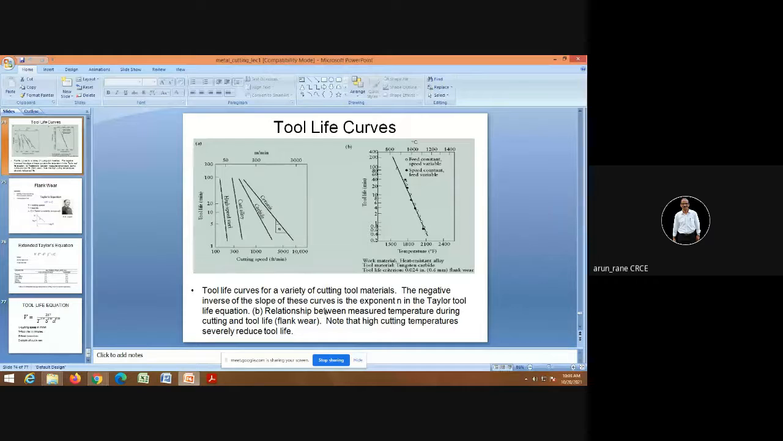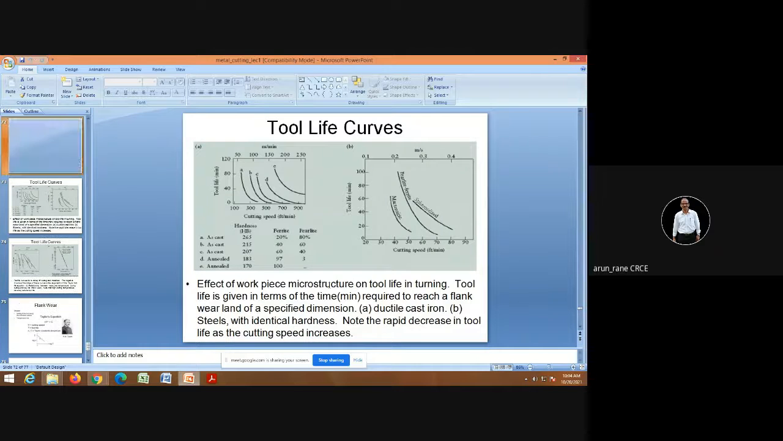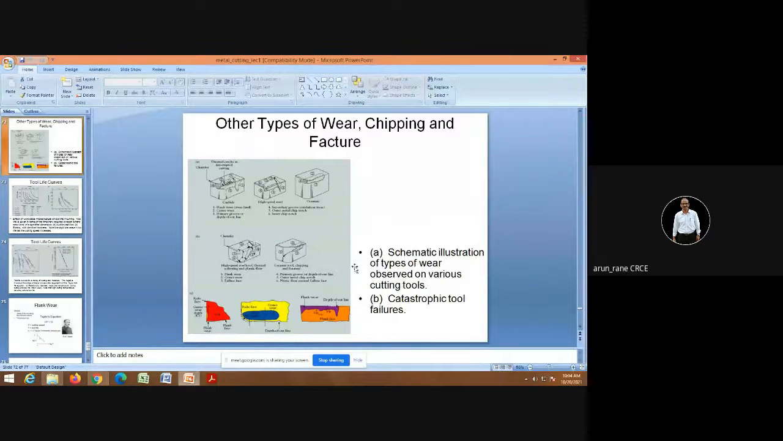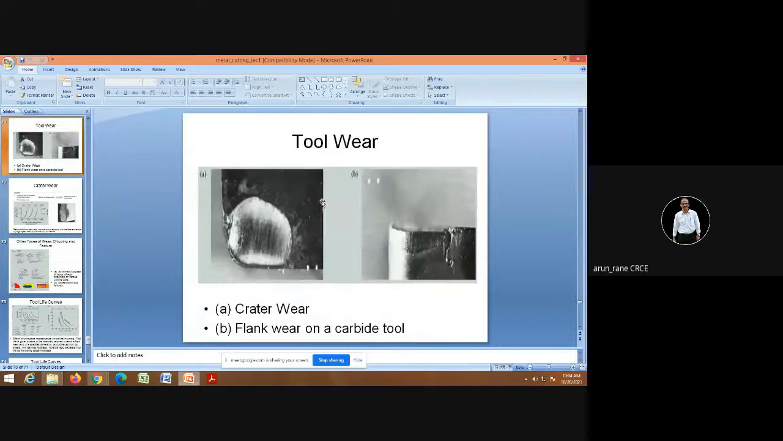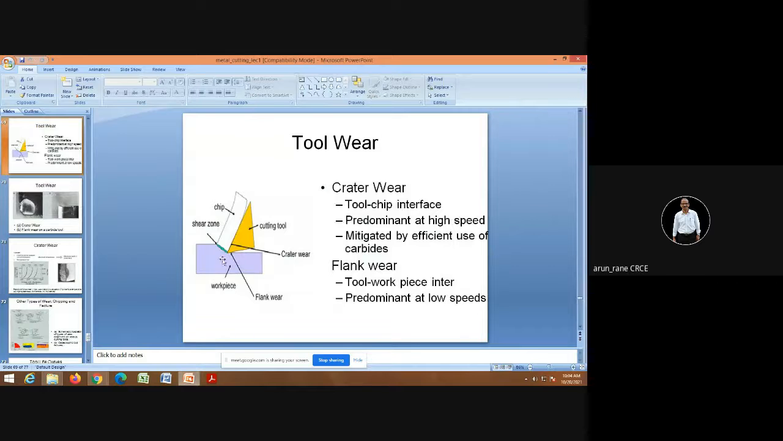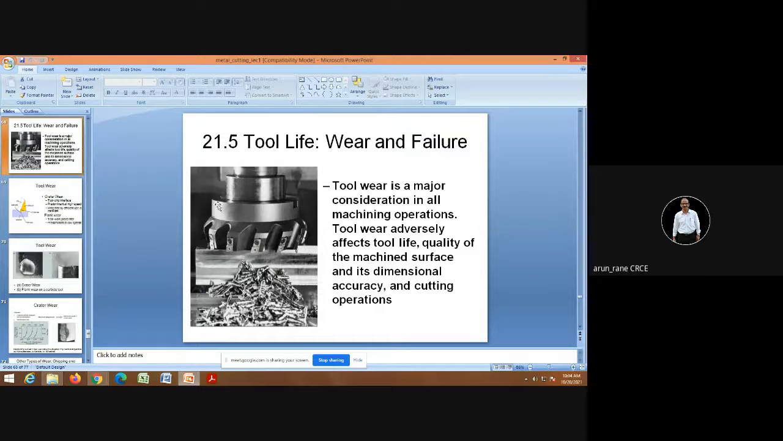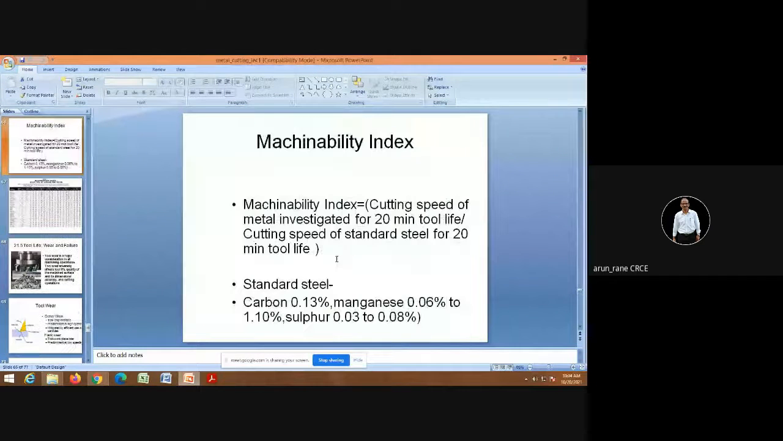These are the tool life curves. What are the different tools? High speed steel, carbide, and ceramics. Cast alloy is outdated. Then you have CBN and then diamond. CBN stands for cubic boron nitride. Then flank wear, then crater wear. These are the most common wear on the tool. There are instruments which can measure the wear. This wear will lead to failure.